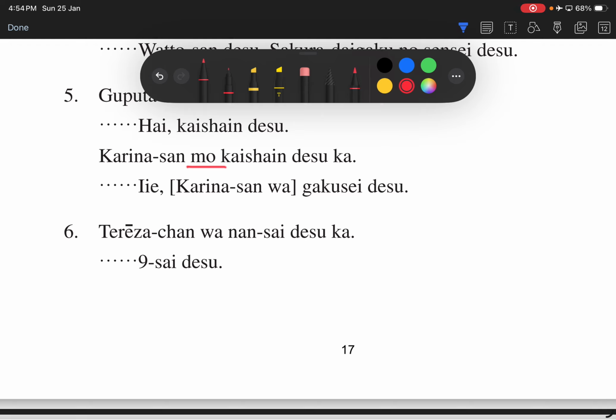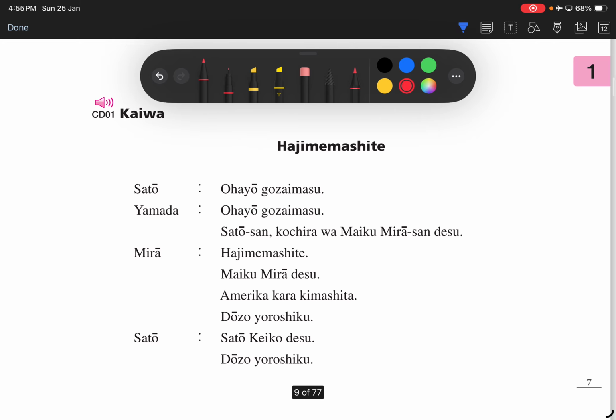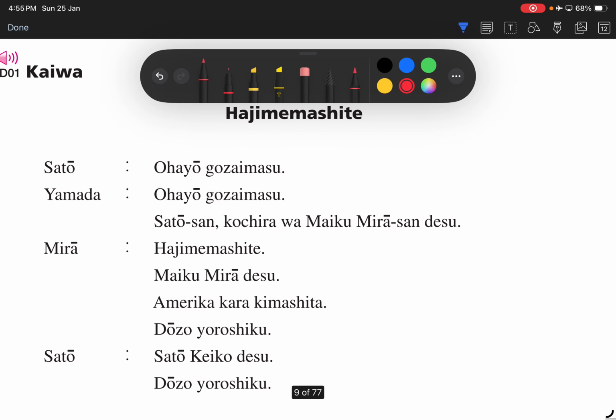So Teresa-chan wa nansai desu ka? So nansai, remember? Nansai means what age? 几岁, right? 几岁 desu ka? 9歳です. So 9岁です. We'll learn the numbers next week. How to count next week. So far so good. Okay. So let's talk about this conversation between these two persons.